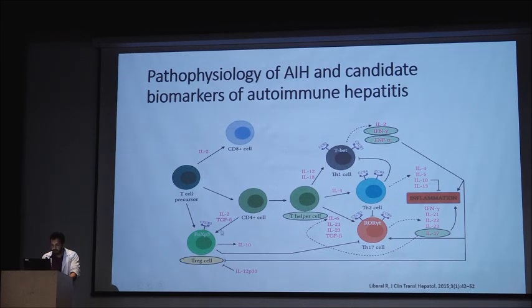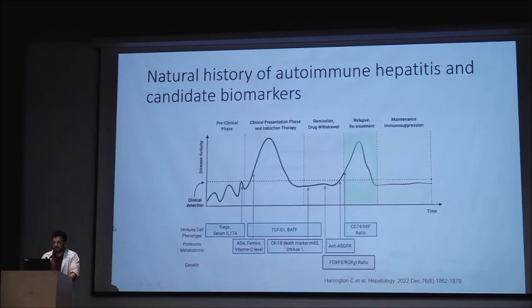The Tregs or FOXP3 cells are down-regulated, and the CD4 cell usually has a tendency to go towards the Treg cells and suppress the inflammation while suppressing the Th17 cells. This shows the natural history of autoimmune hepatitis and the candidate biomarkers. There's a preclinical phase, followed by a clinical presentation in the induction phase. In the preclinical phase, genetic biomarkers can help in guiding the course of the disease. However, they are usually not feasible to screen the population.